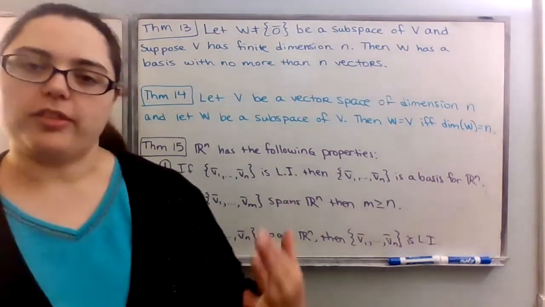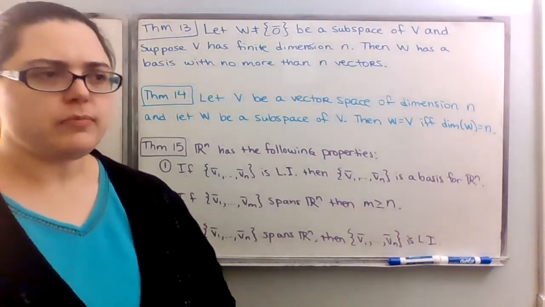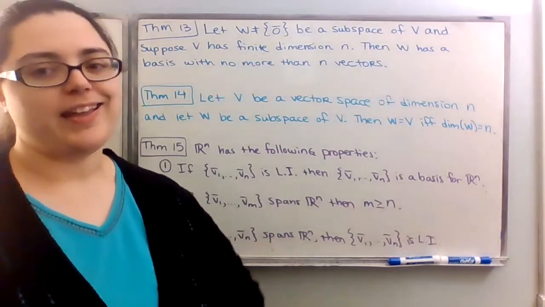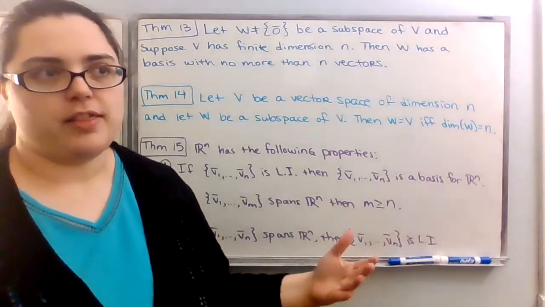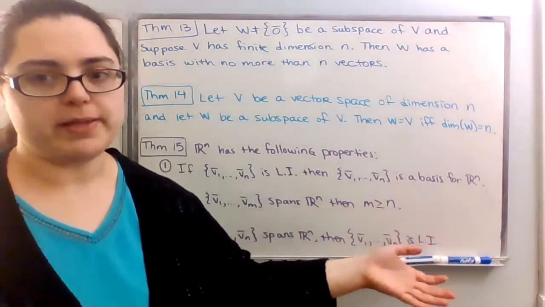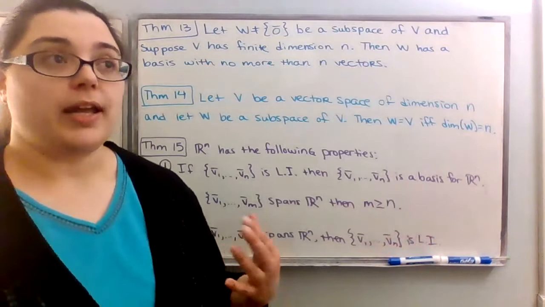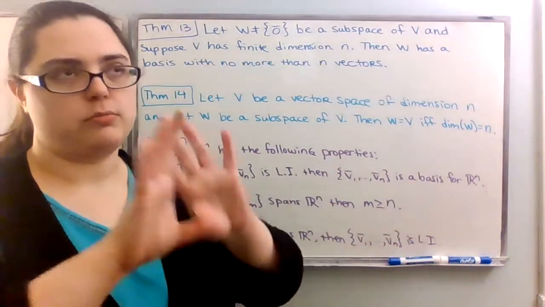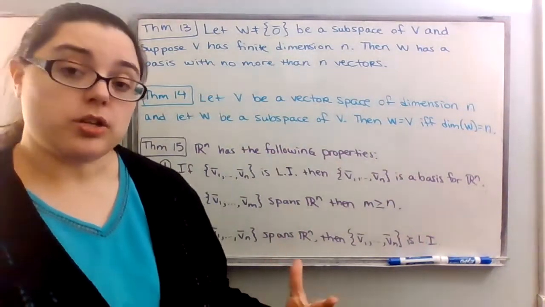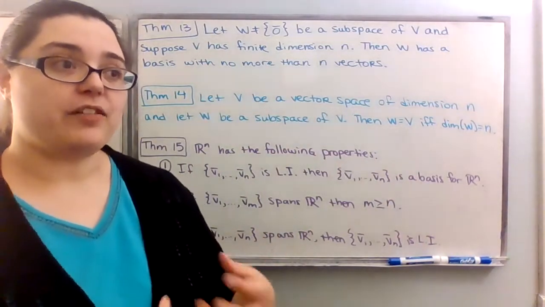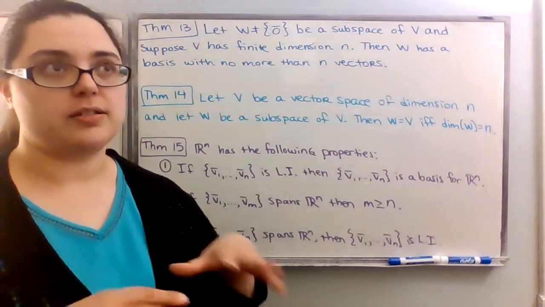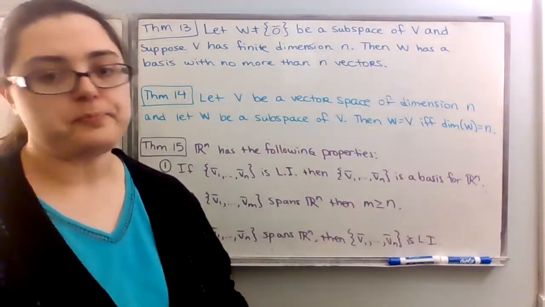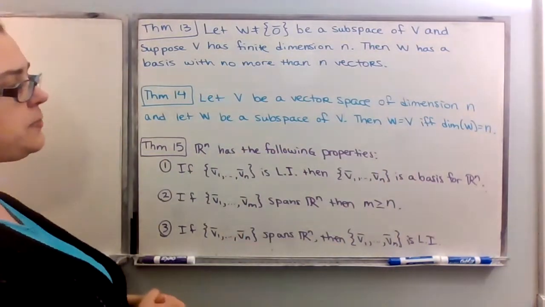So basically what theorem 13 is stating is that if you have a subspace, it can't have a bigger dimension than its parent space, whatever space it lives in, right? So it could have the same dimension, but it can't have a larger dimension than the world in which it inhabits. So if it has a basis, it can't have more basis elements than its full parent space would have. That's what theorem 13 states.